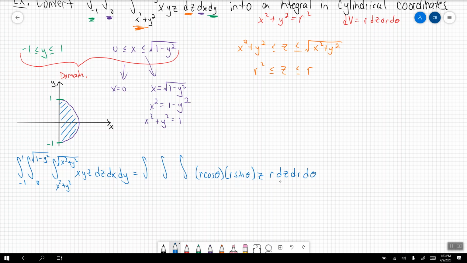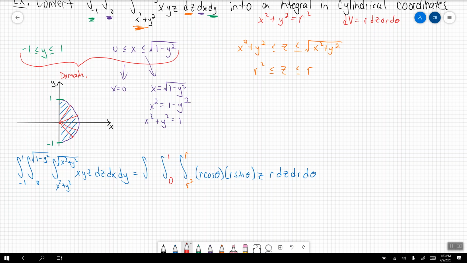Nice. So let's go through and let's find our bounds. The bounds for z, like we said, was from r squared, moving all the way up to just r. Our radii is going to be the radii for this domain. So what radii does it sweep through? Well, the radii is sweeping from 0 all the way out to these values. And it keeps sweeping all the way out, which means the radii is going from 0 to 1.